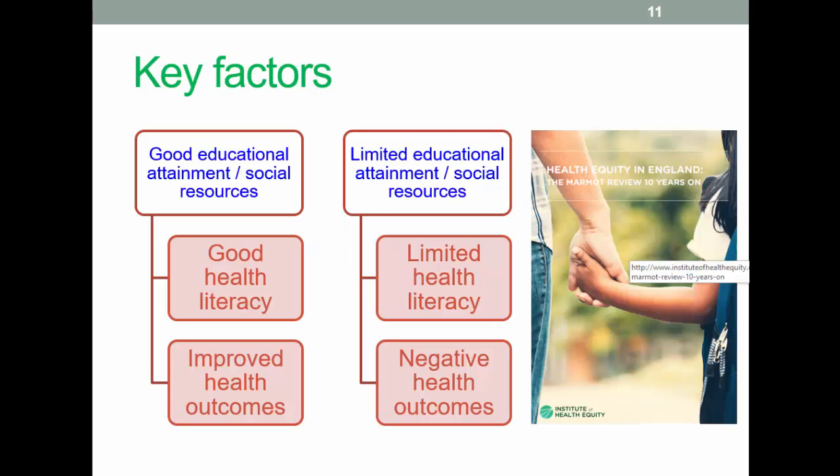Social circumstances matter a lot. Increased income correlates strongly with better educational attainment, which is associated with better health outcomes. A key document in this area is Health Equity in England, often called the Marmot Review, after its lead author. It's suggested that you should read the executive summary of this, and it's very highly recommended that you do. It provides key context for public health issues.